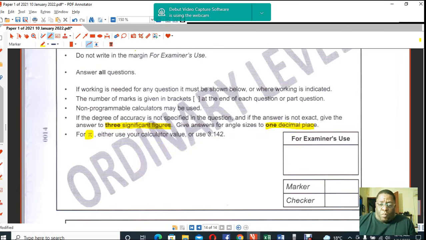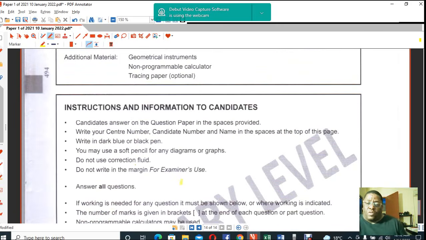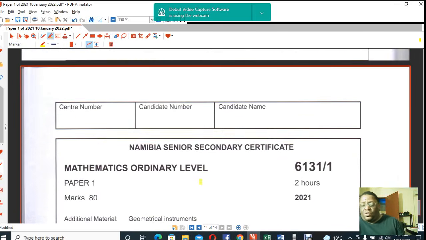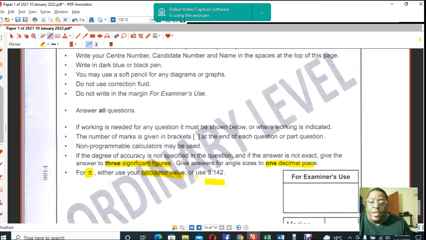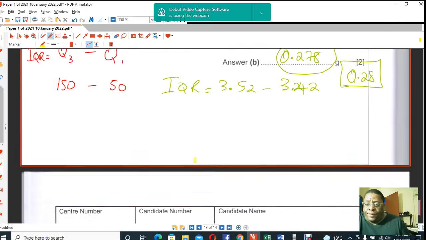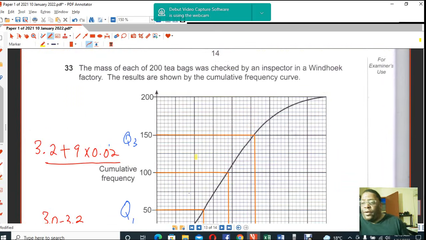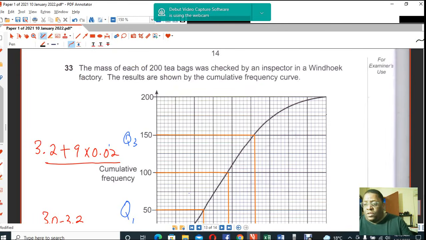When I was dealing with the value of pi, I was using the calculator value, but I could easily have used 3.142. If your answer is not exactly like mine because you used 3.142 for pi, you would be fine, as it would round to that. Also, you have seen me answer on this line, but do not answer in this margin. This is where the ticks and the crosses come when they mark.